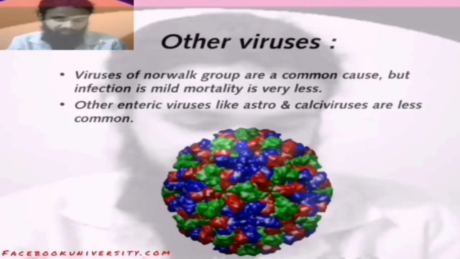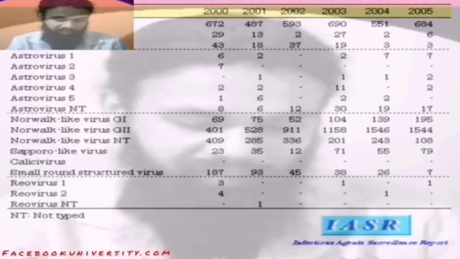Other viruses include viruses of the Norwalk group, which are a common cause, but the infection is mild and mortality is very low. Other enteric viruses like astroviruses and caliciviruses are less common. These are some reports.